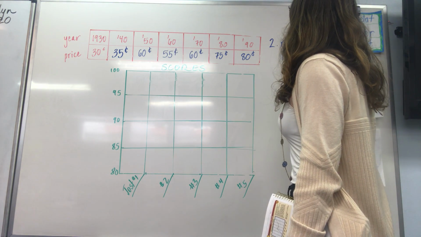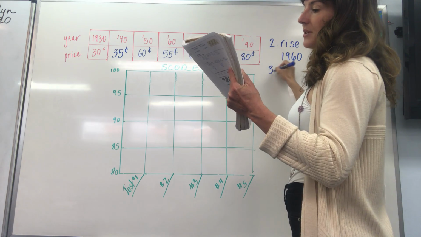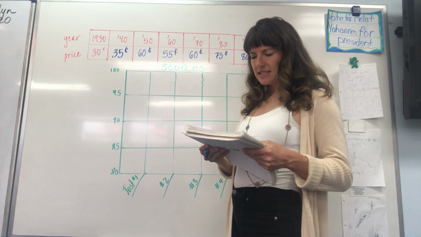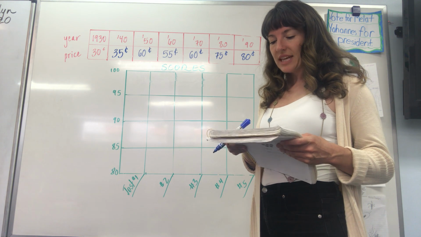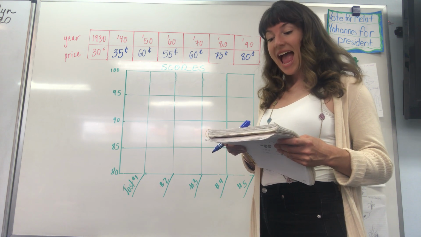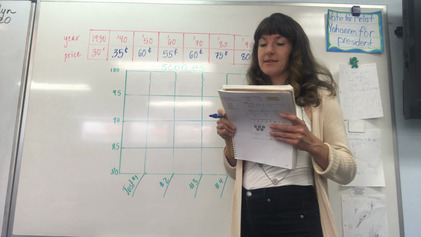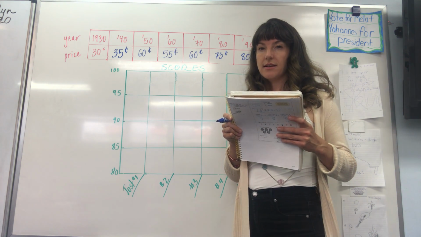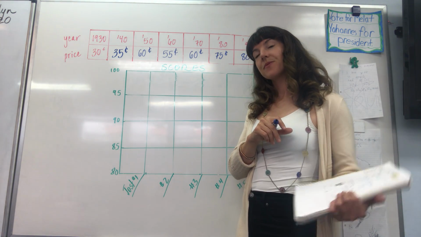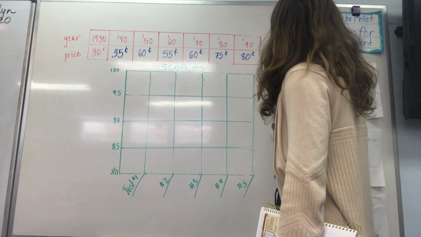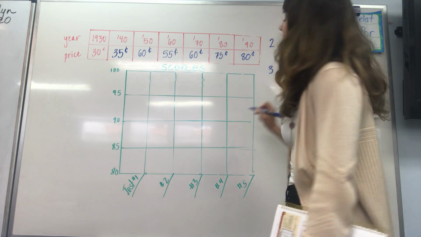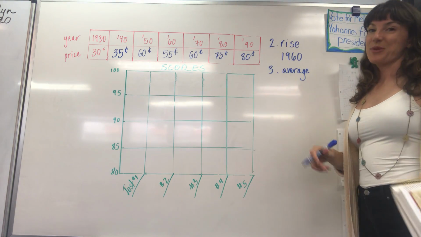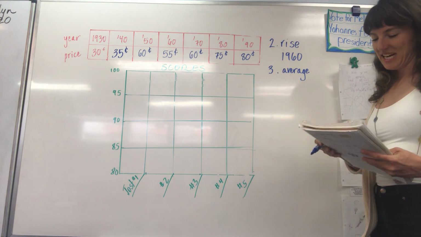All right, number 3, do you think a dozen eggs cost 75 cents everywhere in 1980? Or do you think 75 cents was an average price? Average. It's an average price. A-V-E-R-A-G-E.